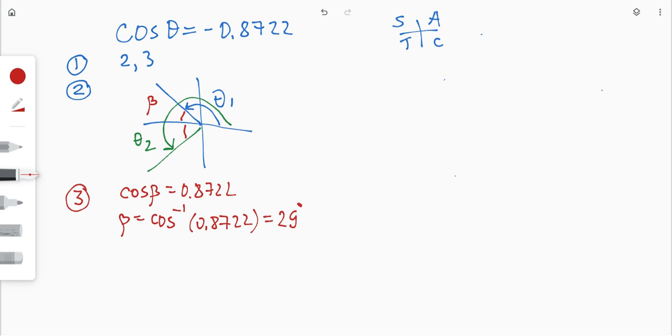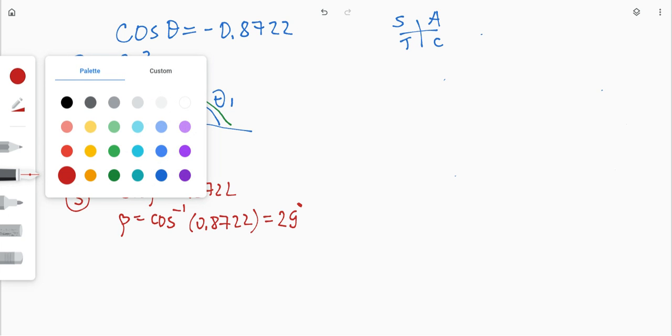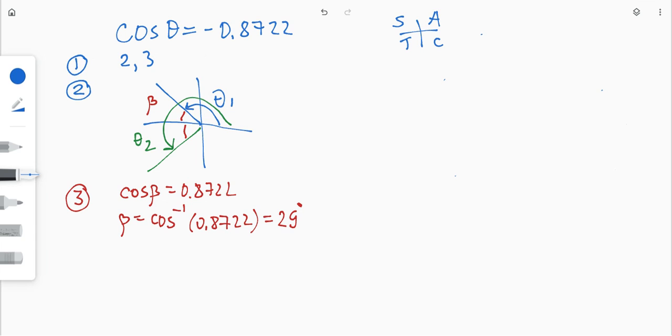Once I have beta, it's very easy to determine the angles which I need. So on the first step, I'm going to find theta 1 and theta 2. Theta 1 is the angle in the second quadrant. It means that to find it, I need to subtract related acute from 180. 180 minus 29 is going to be 151 degrees.